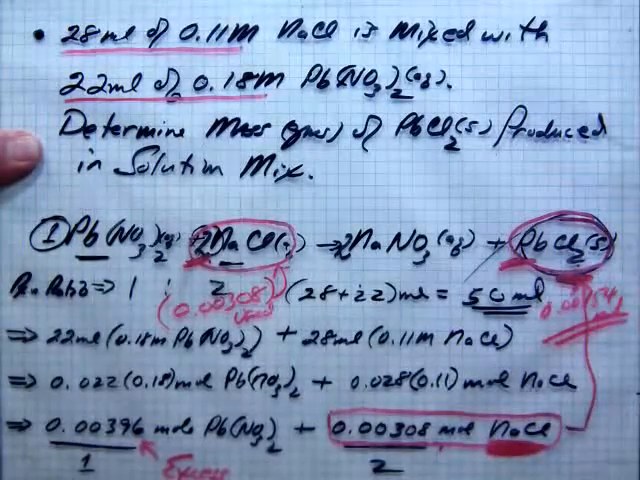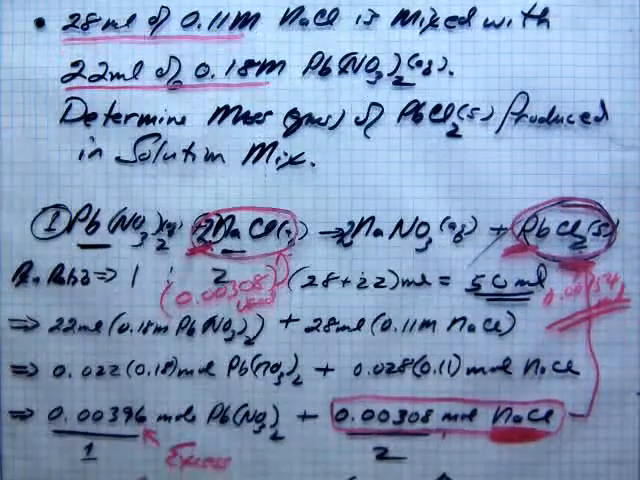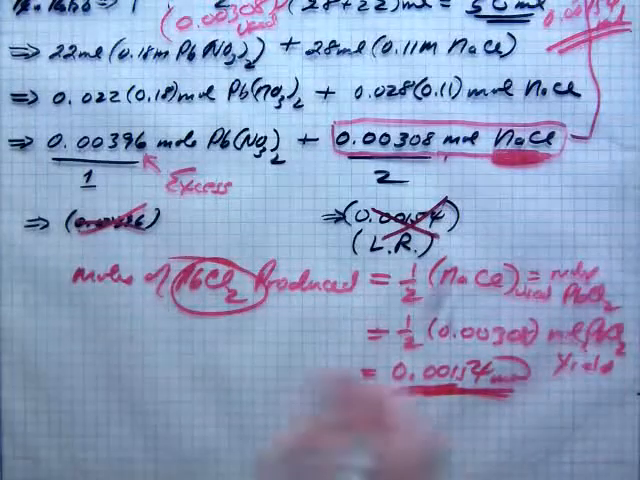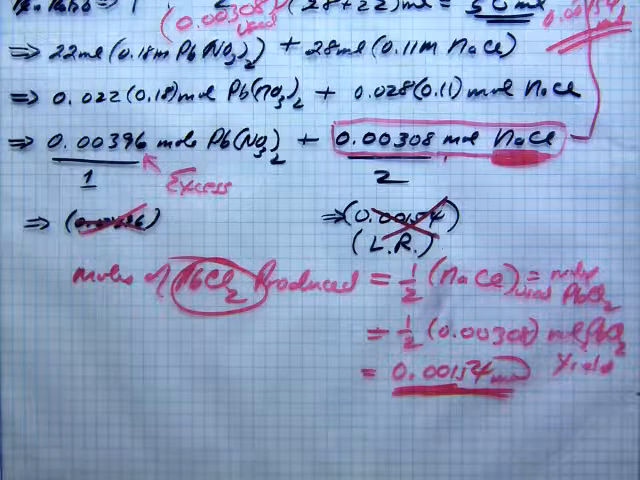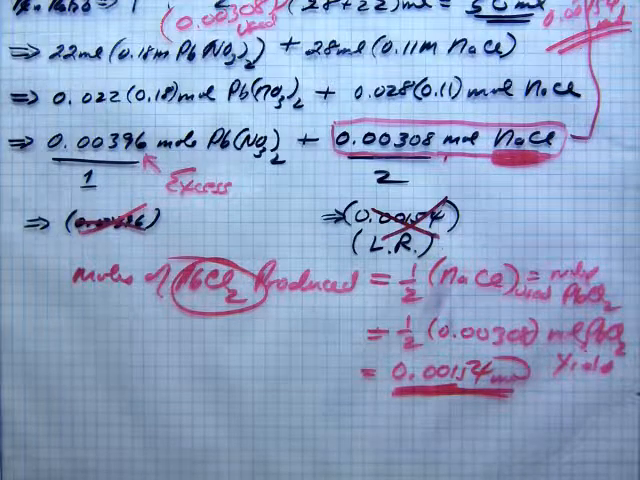The original problem is mass in grams of lead chloride produced. Well, we got it to moles. How do I convert moles to grams? Anybody? Multiply by the formula weight. Bingo, you're through with the problem.